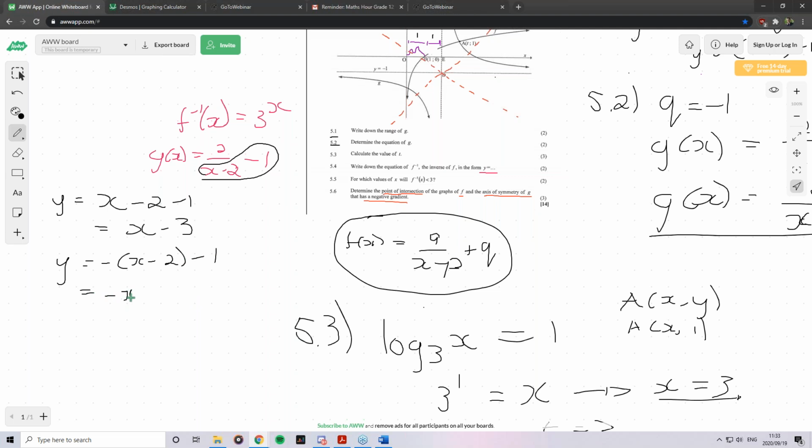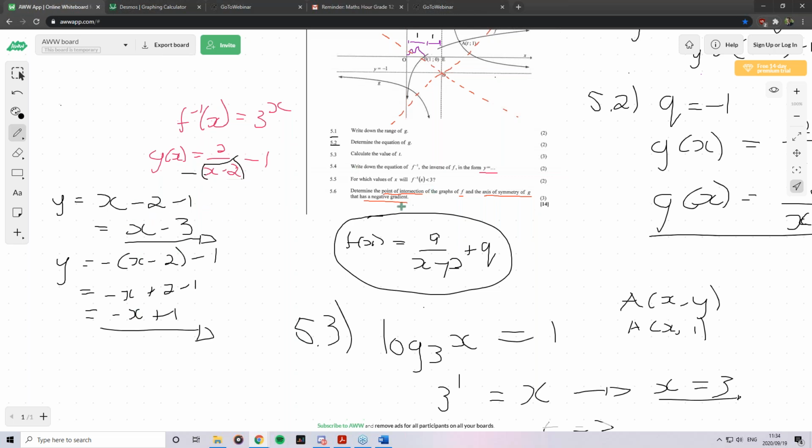When you solve this, we have minus x plus 2 minus 1. We have minus x plus 1. So these are our two axes of symmetry. You find it by taking x minus 2 minus 1, or taking, if you want to erase this, we say minus x minus 2 minus 1. This is your one with the negative gradient, and this is your one with the positive gradient.